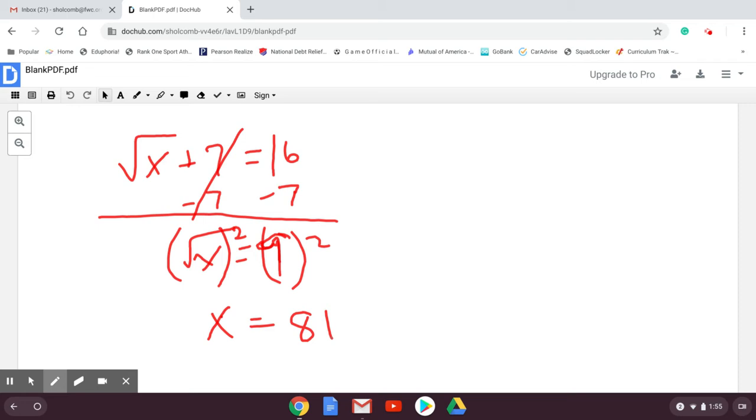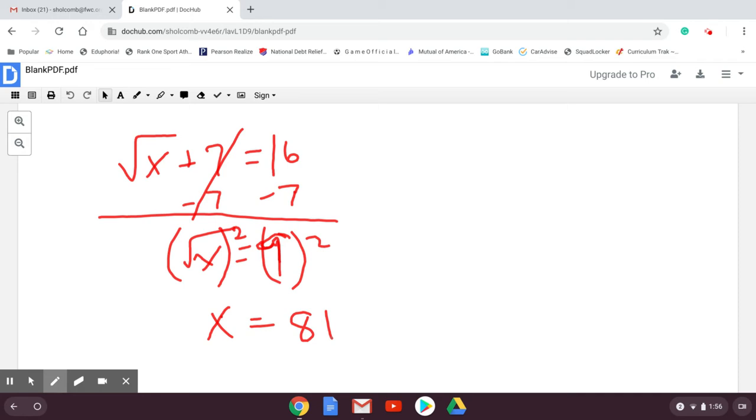Now, here's the question I always get. Is it just 81, or is it positive or negative 81? The answer is it's just 81. There's a new rule that you need to really think about that comes up in this section, which does cause some problems. That when you're taking the square root of a number, that square root is always positive. You can't have a negative square root.